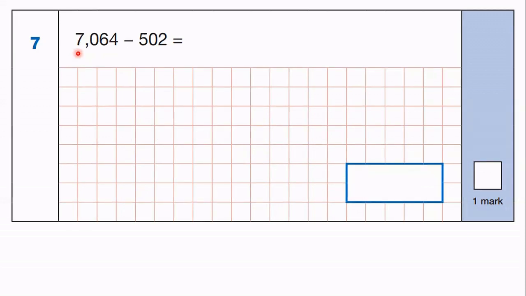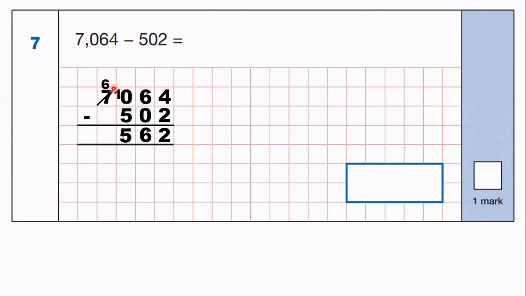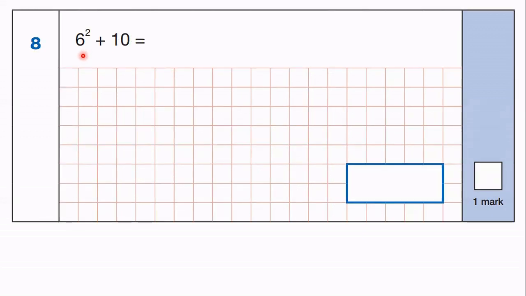Question 7. 7,064 minus 502. You could set this out as a column subtraction. So 4 minus 2 is 2, 6 minus 0 is 6. We can't do 0 minus 5, so we exchange. 10 minus 5 is 5, and 6 minus nothing is 6. So our answer is 6,562.